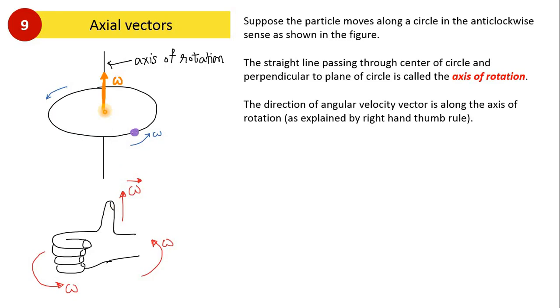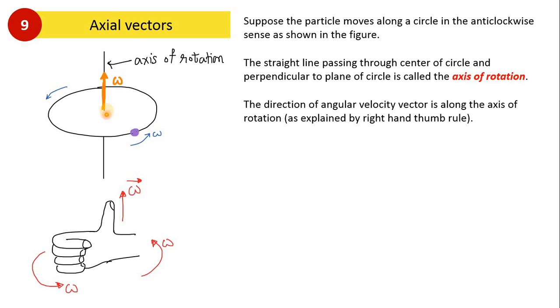The thumb will become parallel to the axis of rotation. It will point along the axis of rotation. So the direction in which the thumb is pointing will be the direction of this omega vector, the angular velocity vector. This omega symbol is angular velocity.